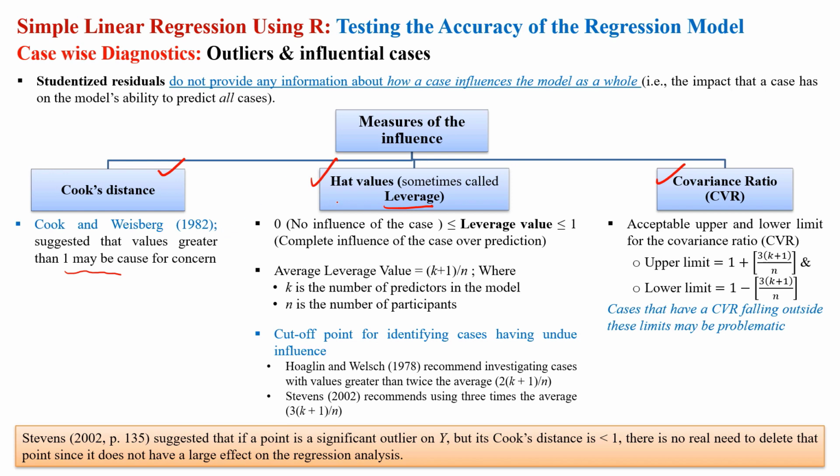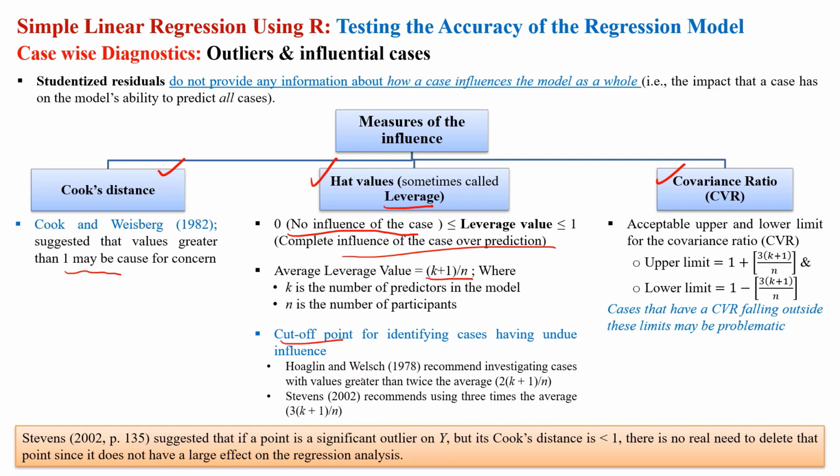The hat value always lies between 0 and 1, where 0 means there is no influence of the particular data point, or case, whereas 1 indicates that it has complete influence on the overall prediction. First of all, we have to calculate the average leverage value. How can we do that? It is k plus 1 divided by n, where k is the number of independent variables and n is the number of data points.